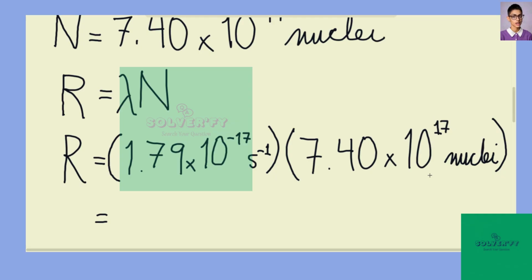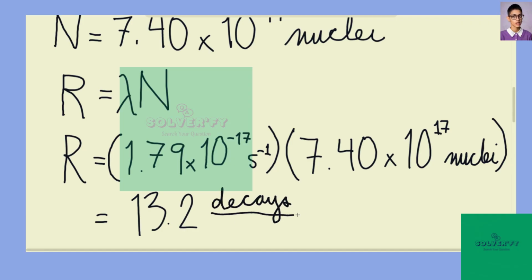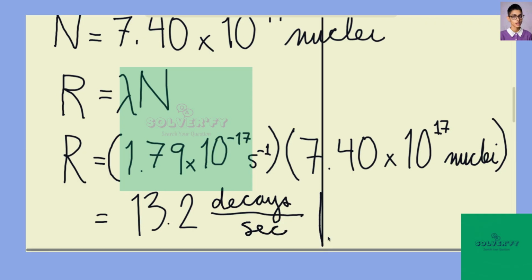Conveniently for us, the powers of these exactly cancel, and if we multiply 1.79 times 7.40, we are left with 13.2 decays per second. And that's our answer.